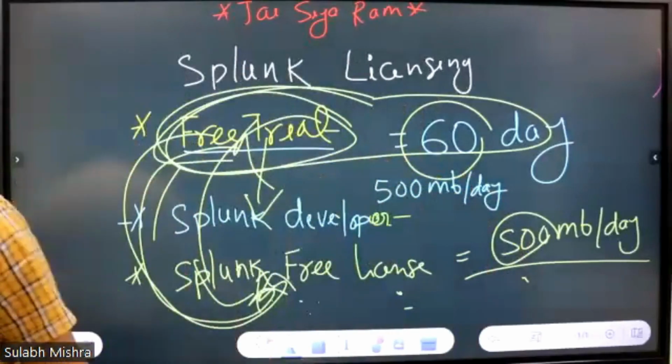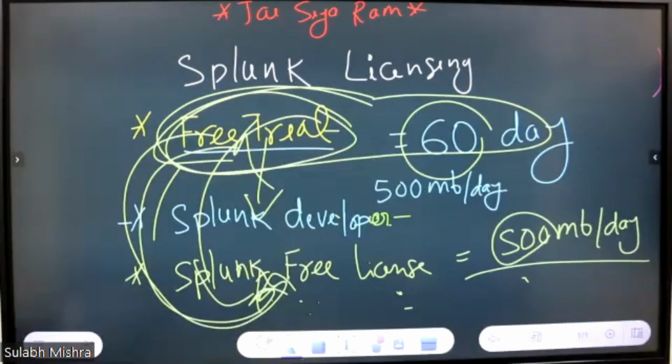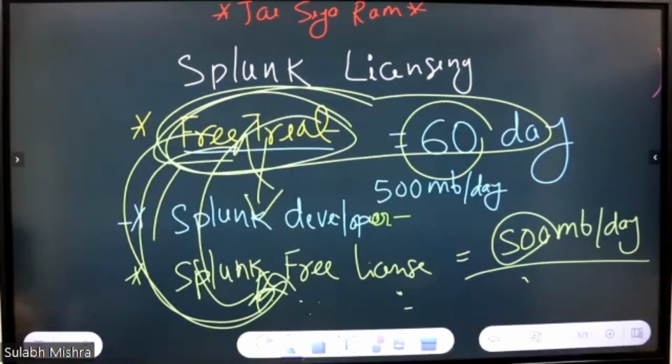Understand? Clear? Is this clear to everyone? Any confusion? Yes, sir. We'll talk about the violation of license, what happens if Splunk violates the license. But till here, it is clear. Yes, the clarity of licensing, which license we want to use, and which component will use the license.